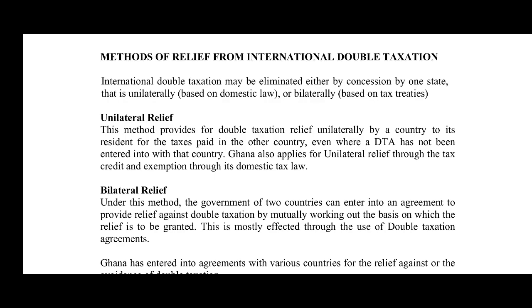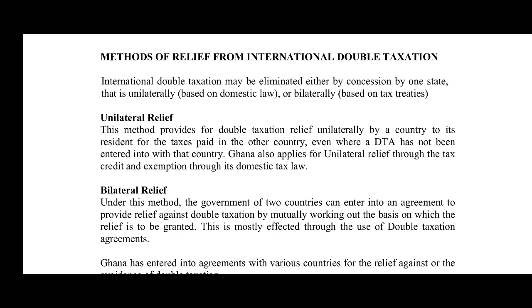Okay, so the unilateral method is what we call the unilateral reliefs. This method provides for double taxation relief unilaterally by a country to each resident for the taxes paid in the other country, even where a DTA has not been entered into with that country. So Ghana also applies unilateral relief through the tax credit and exemption through its domestic law. One thing you should know is that in our domestic law, under section 112, it provides for a domestic relief, as well as section 111, subsection 1 and subsection 2.